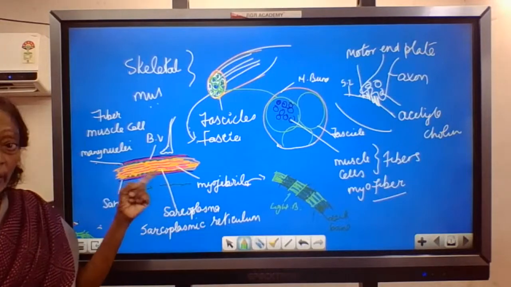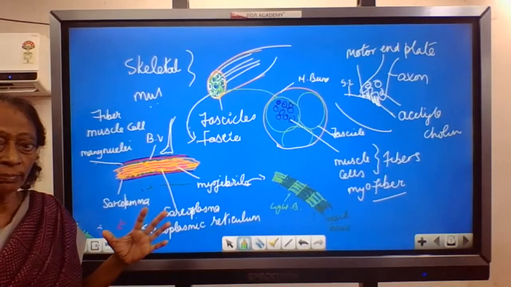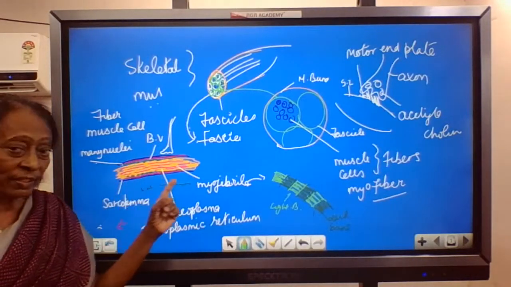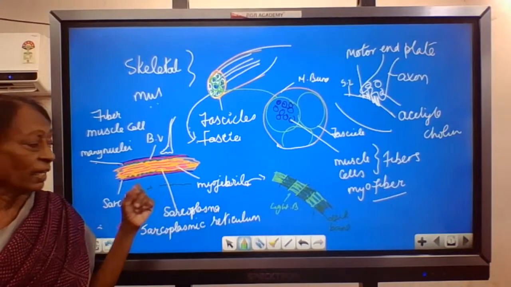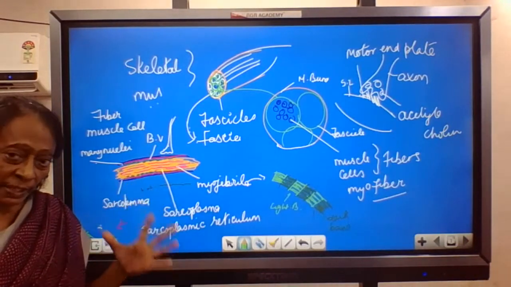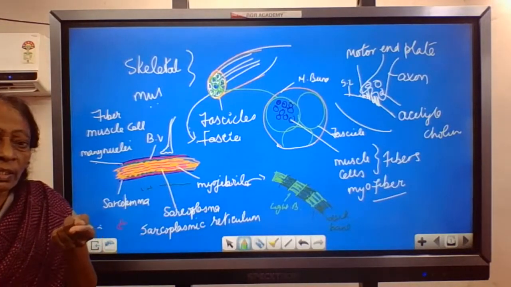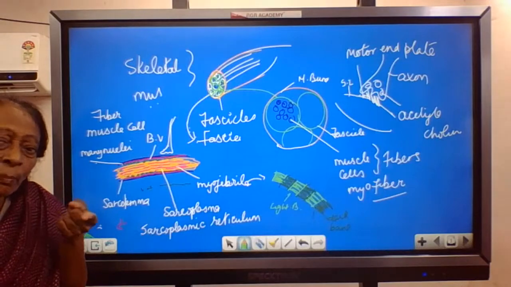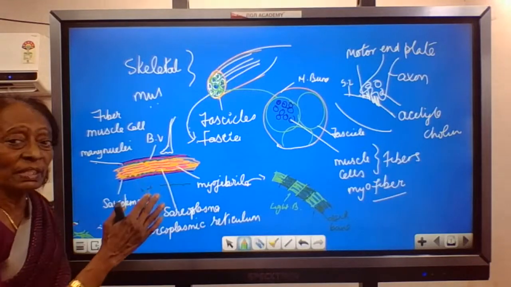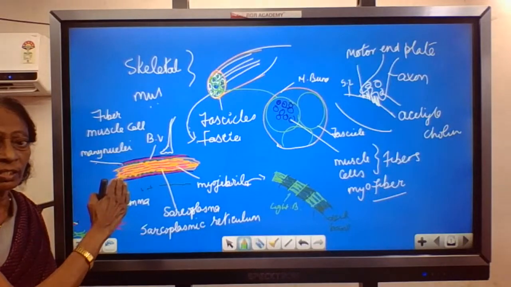It has many nuclei arranged row by row beneath the membrane and the cytoplasm. The blood supply is on the periphery, on the surface. And in the cytoplasm, apart from the sarcoplasmic reticulum, it has a number of thin filaments arranged in a parallel manner. Each filament has a dark shade, light shade, dark shade, light shade.